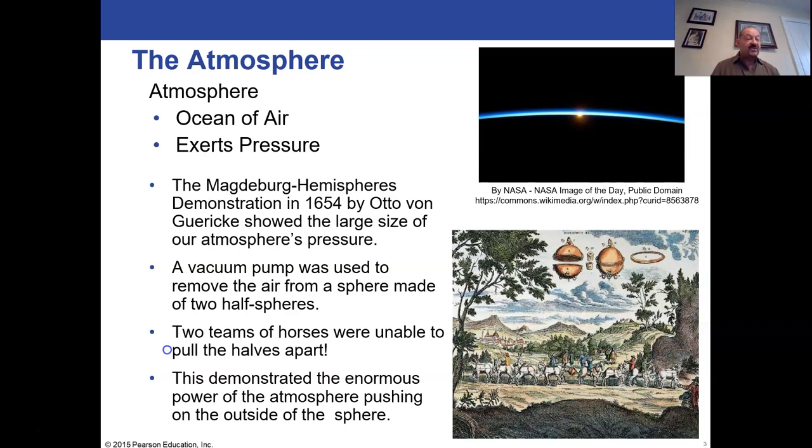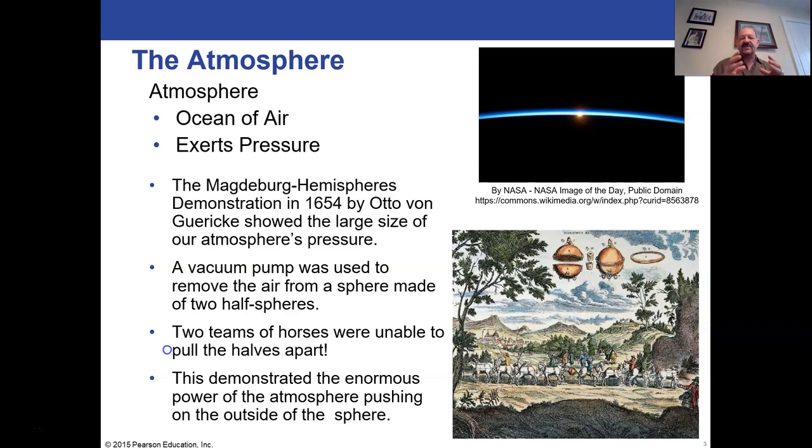He also did the demonstration for the King of Prussia, and they were so impressed. The King of Prussia gave him a pension for life after seeing this demonstration that he could stop teams of horses from pulling. They were unable to pull it apart. What this demonstrates is that the atmosphere around this metal sphere was pressing, the air was pressing in all directions around the sphere, keeping the sphere intact. Remember, it's two pieces that could easily fall apart, but it was just a vacuum on the inside.